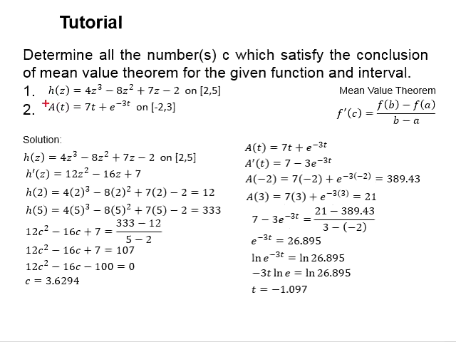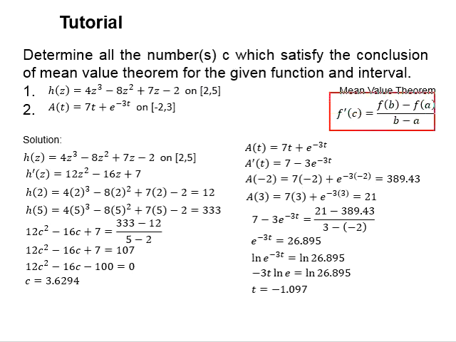Next, we try the second question here. To solve this question, copy the function here and differentiate the function over t. Differentiating 7t will give you 7. Differentiating e to the power of -3t will give you -3 e to the power of -3t. Next, substitute the values -2 and 3 into the function of a(t). The outcomes are given here.